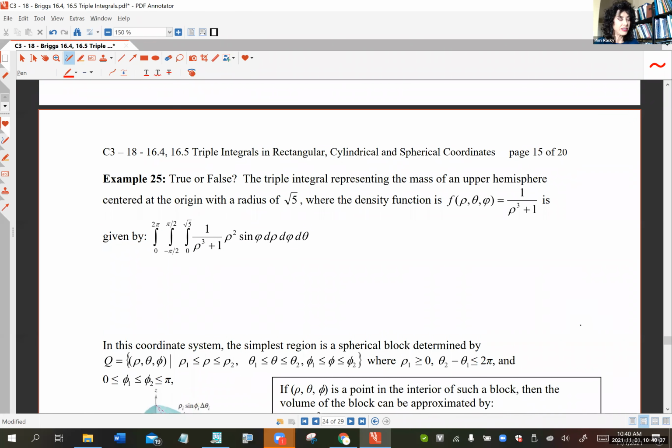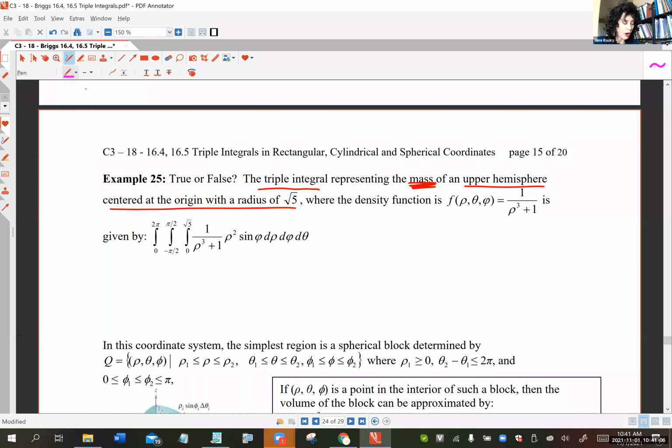True or false? This is a little tricky for a couple of reasons. One reason is you're brand new to spherical coordinates with triple integrals. So you may have a tough time eyeballing quickly where there may be an error when you haven't had any practice yet. But let's say you're trying to set up a triple integral representing the mass of an upper hemisphere centered at the origin of radius square root of 5.